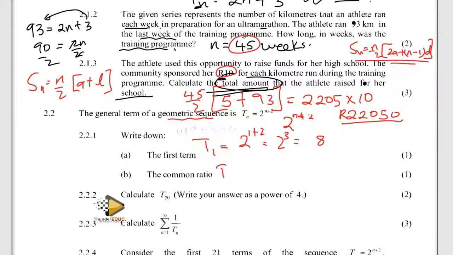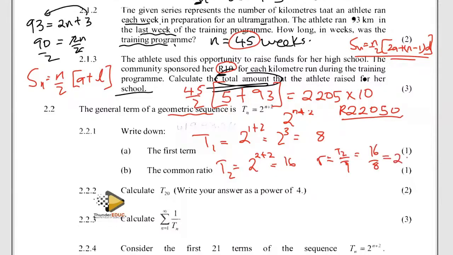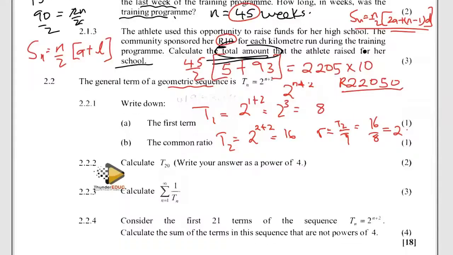So let's get T2 first. T2 is going to be 2 to the exponent of 2 plus 2, which gives us 16. And we know that our common ratio must be T2 over T1. So 16 divided by 8, which means the common ratio is just 2. So that is one way of doing it. The other way is just simplifying that into the format of a r to the n, and then you get your ratio, since they told us it's already geometric.